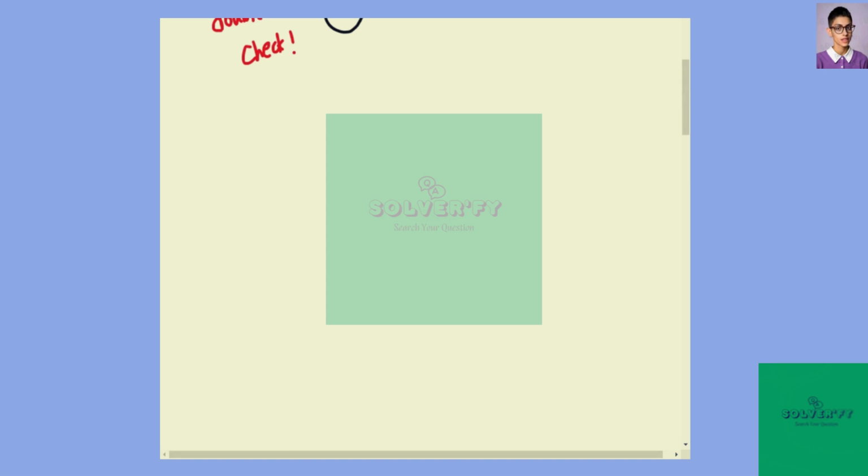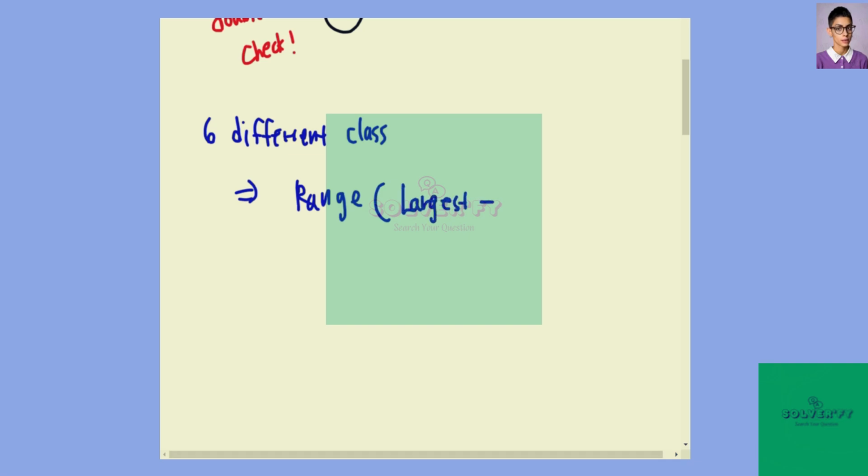Anyways, the question asks us to have 6 different classes. That means we're going to be using range, and we'll use that sorted data later. How can you calculate the range? Range is always the largest minus the smallest. The largest data was 25, so 25 minus 9, the smallest, gives us 16.